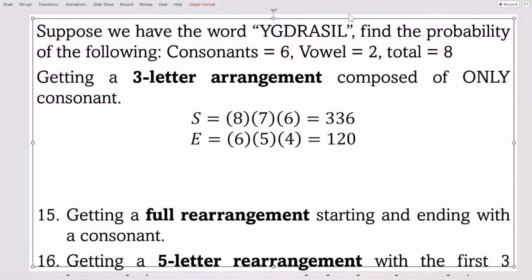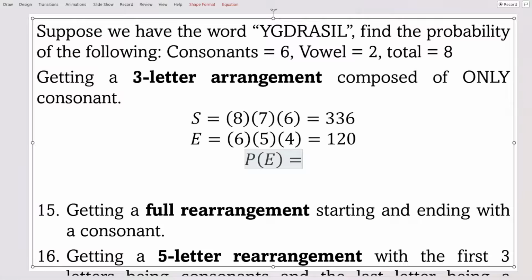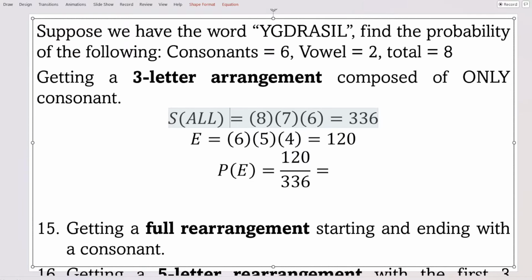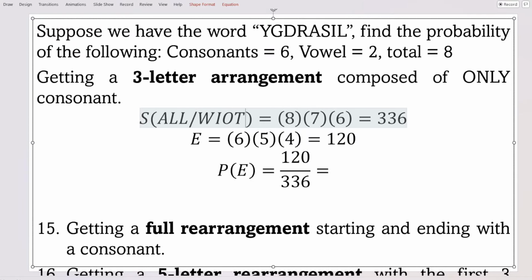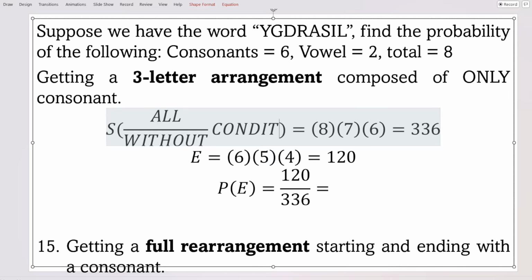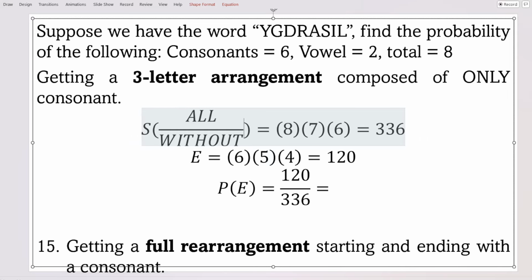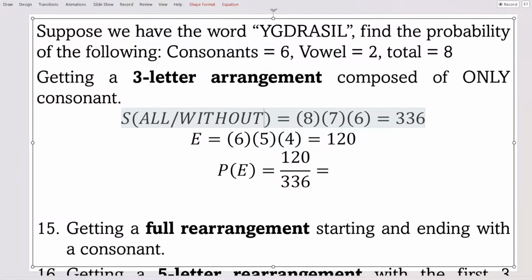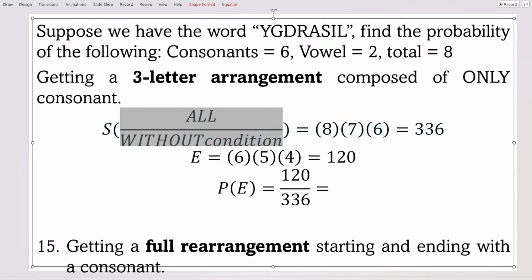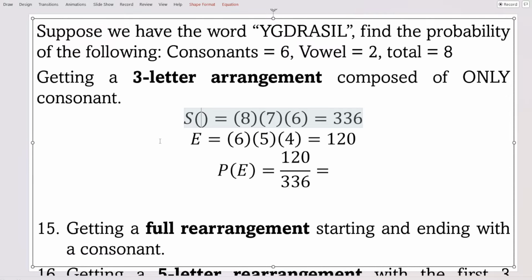And of course, the probability of E is equal to the number of events you're looking at over all the possible events, 336. Again, reminder that S is all the possible events. These are all without condition. Okay, that's just that.